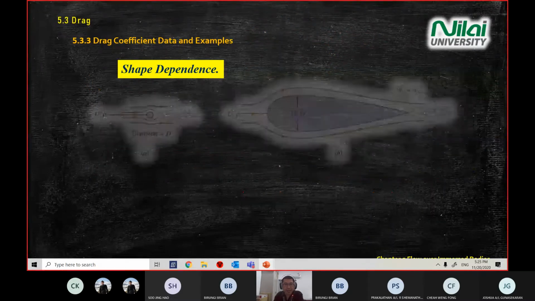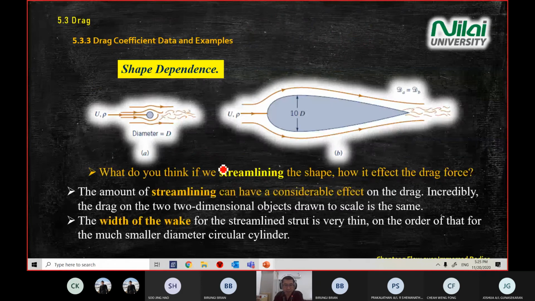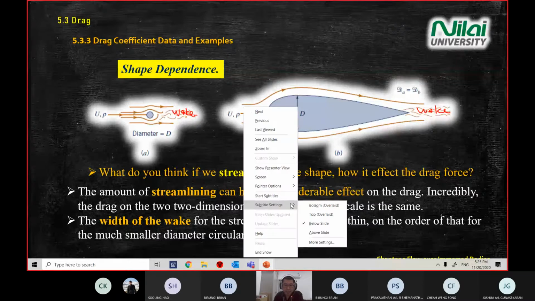All right. Now the other one, this one you can read. So you can see the amount of wake. This is wake. Wake region.